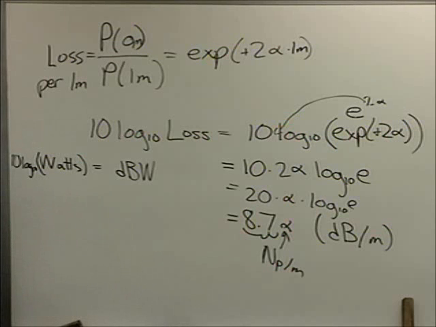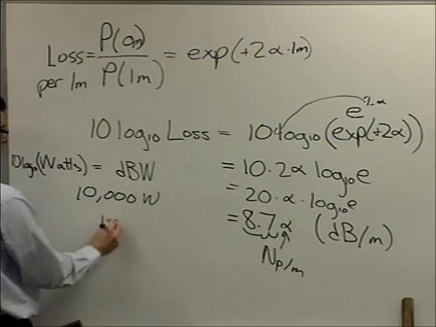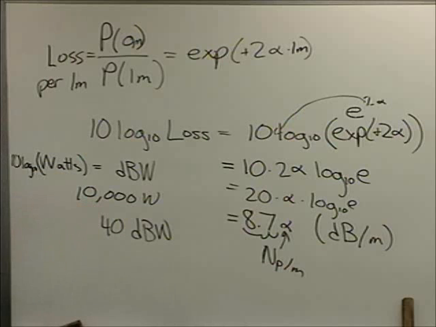decibel watts. It's a common form of expression of power in the logarithmic domain that RF engineers use, especially when you're talking about transmitters. So for example, if I was WREK and I was transmitting 10,000 watts, that's 40 dBW when I take 10 log base 10 of that.